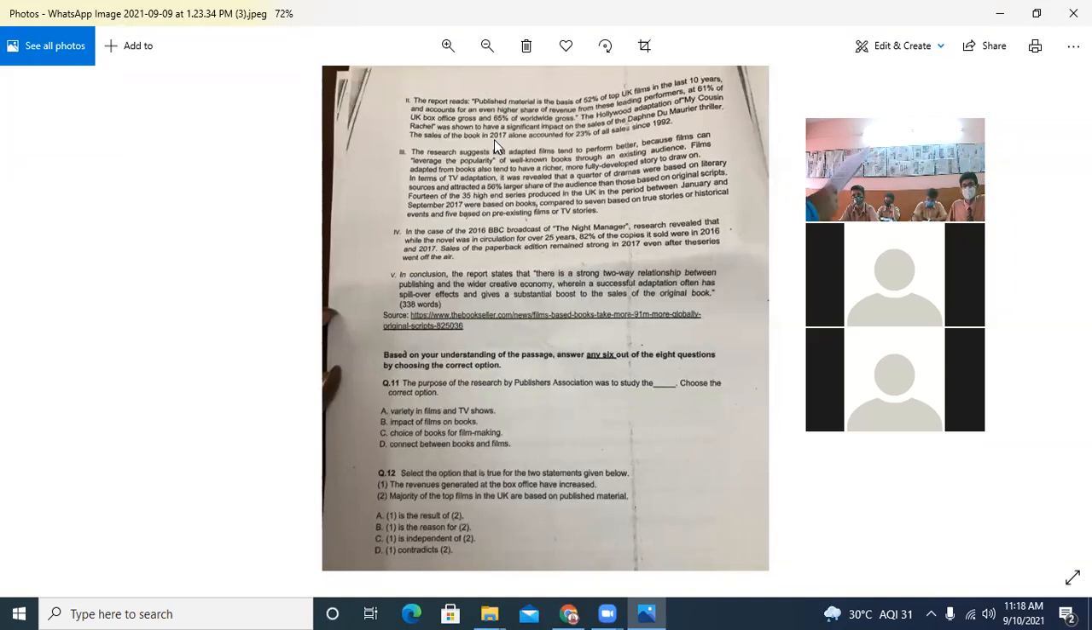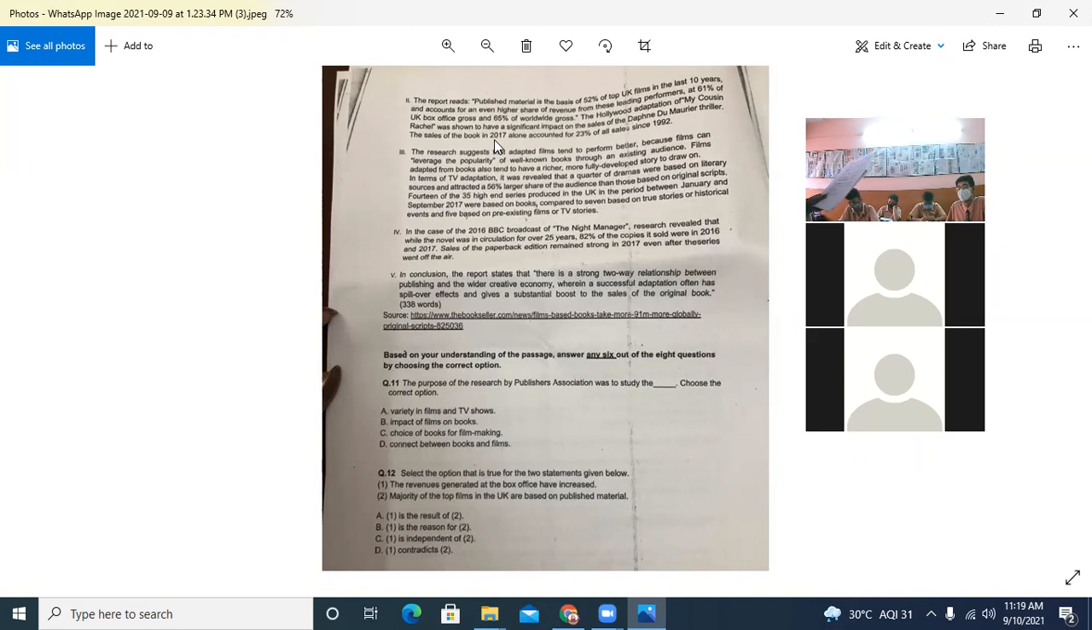Now, 14 of the 35 high-end series produced in the period between January and September 2017 were based on books, compared to 7 based on true stories or historical events. Okay, it means that out of 35, 7 were based on true stories or historical and 5 based on pre-existing films or TV stories. So what is something more? True stories as well as historical events.